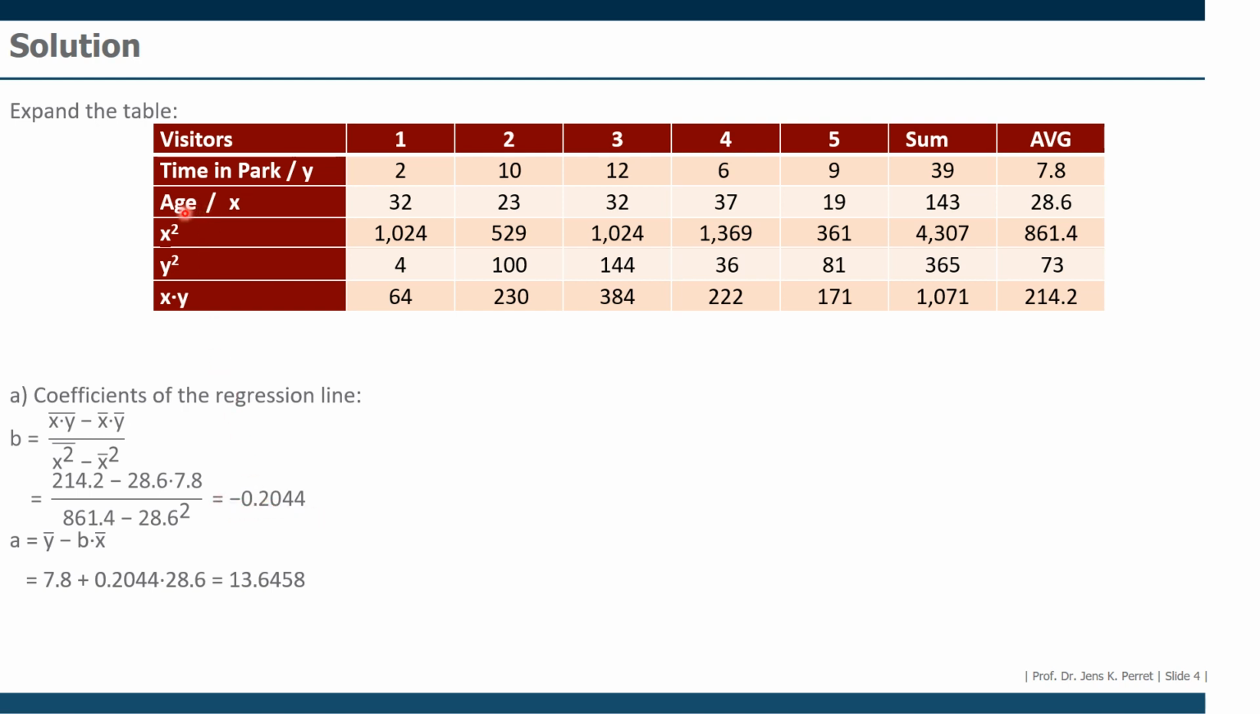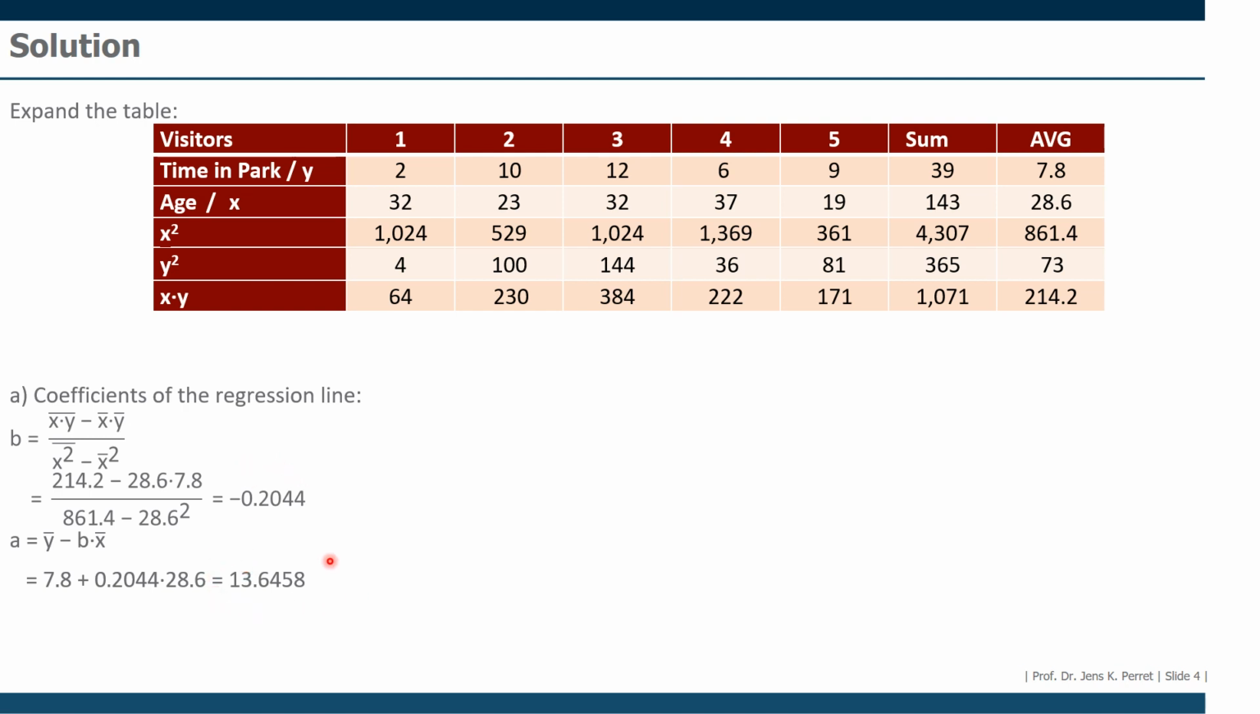Well, for each year someone becomes older, the time spent in the park decreases, because it's a minus, decreases by 0.2 hours. Well, 0.2, that's 1/5, so decreased by approximately 12 minutes. So every year you get older, you spend about 12 minutes less in an amusement park. That's how we can interpret the slope.